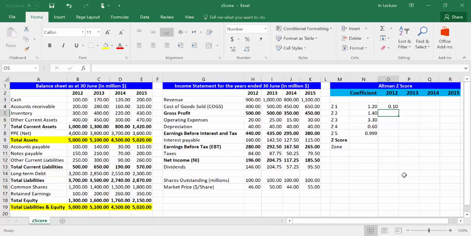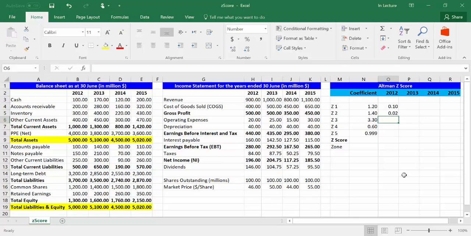Z2 is calculated as retained earnings divided by total assets. In cell O5, write equal, B17 divided by B9. Press Enter.